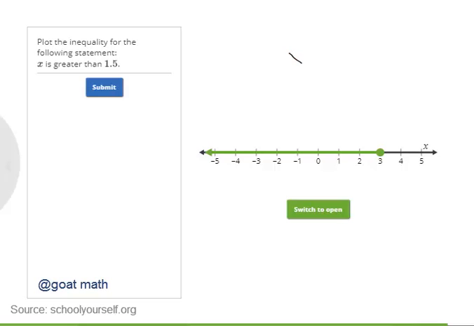Right again. If x is at most 3, then x is less than or equal to 3. So for your final challenge, try a graph with a decimal. Plot the statement x is greater than 1.5.